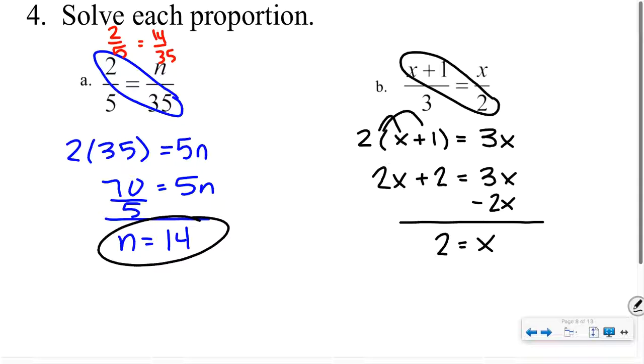Check these answers. If I put that back in, 2 plus 1 is 3, so that first fraction is 3 over 3. If I substitute 2 in on the right side, I get 2 over 2. Is 3 over 3 the same as 2 over 2? Sure it is, because they would both reduce to what? 1. So we're saying 1 is equal to 1.